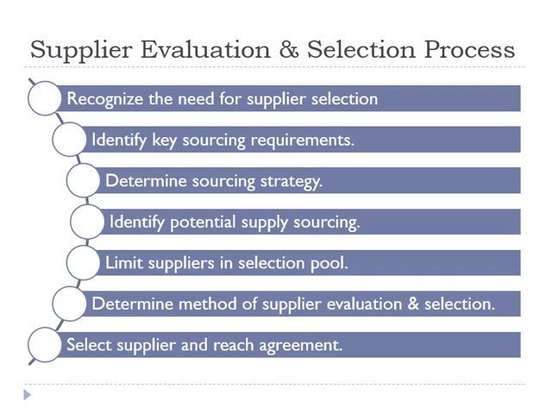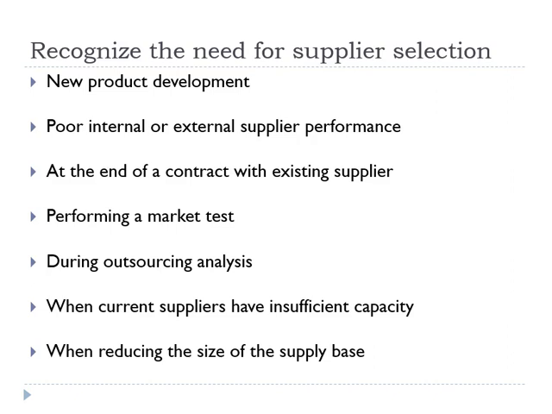The next thing is, you got to figure out what requirements are going to be necessary in that sourcing process. What are you looking for in a supplier? Then determine the sourcing strategy that you're going to take. We'll break that down here in a minute. Identify the potential supply that you'll be sourcing from, the pool of suppliers potentially, and then limit that pool down. And then evaluate how you're going to select and evaluate them when you do get bids or proposals, and then reach an agreement.